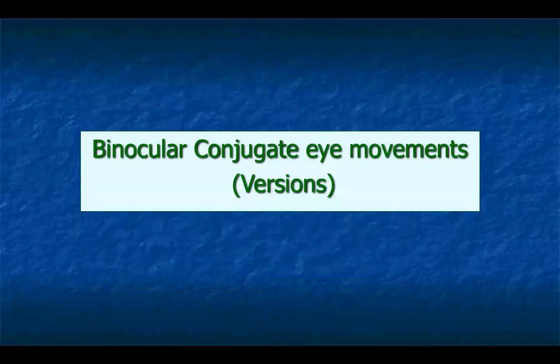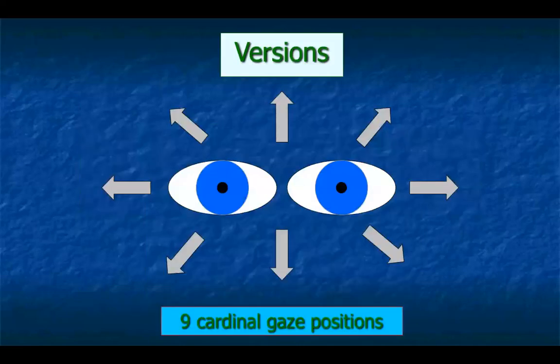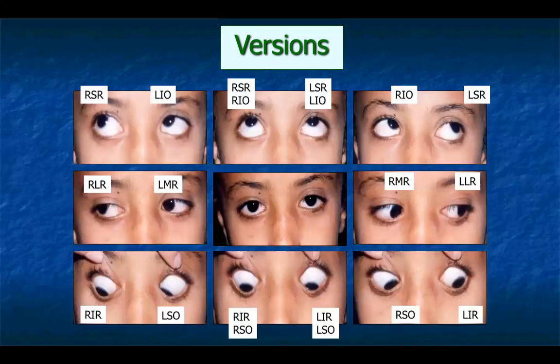The next is the binocular conjugate eye movements, or the versions with an S, where both eyes are tested, both eyes are open, and they move in the same direction. So we test the 9 versions in the 9 cardinal positions of gaze: gaze to the right, gaze to the left, up and to the right, down and to the right, up and to the left, down and to the left, and direct up and direct down, as in this picture.